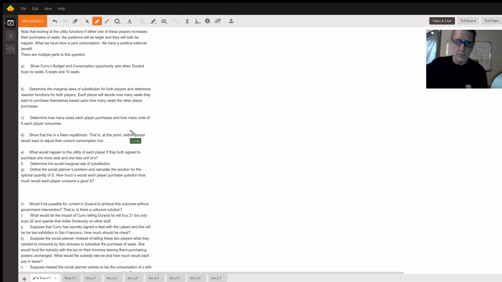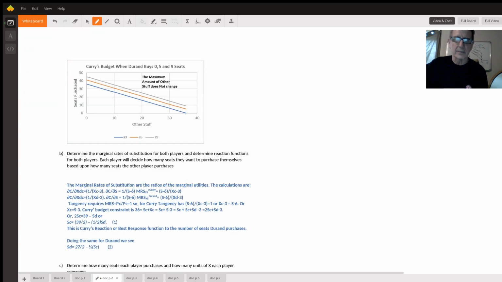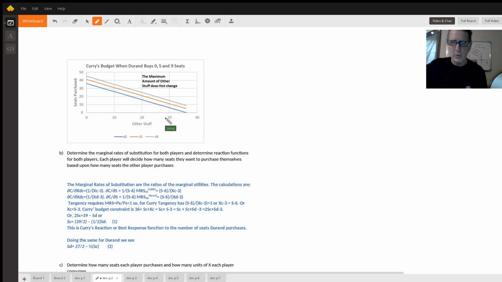So let's take a look and see what the budget set would look like. I've got all this stuff on sheets here, which you should be able to see. I'm going to be looking predominantly at Curry. Now, if Durant doesn't do anything, Curry could buy 36 seats, or he could buy 36 units of other stuff, or some linear combination of the two. But as Durant buys more seats, his opportunity set increases or shifts out. He can't buy any more than 36 X, but the total number of people that can watch the two of them play increases.